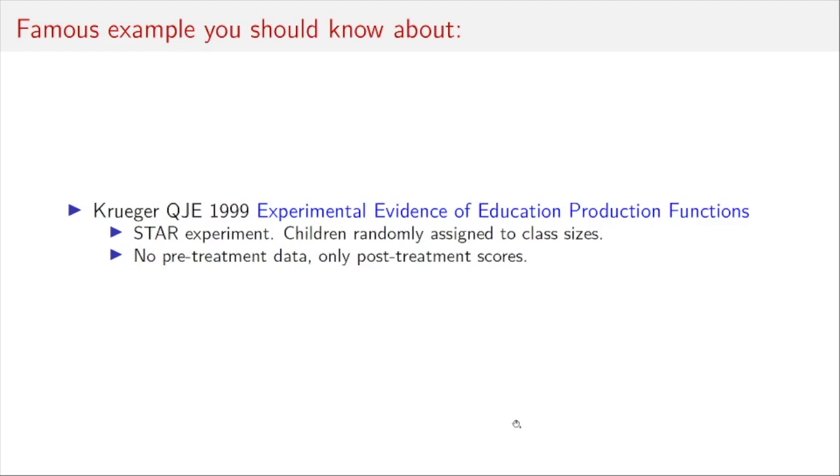Here's an example of a paper by Krueger in 1999. This article looks at the impact of class size on children's educational achievements. They do not have pre-treatment data. However, because the children were randomly assigned to their classes with post-treatment scores, they are able to obtain estimates.